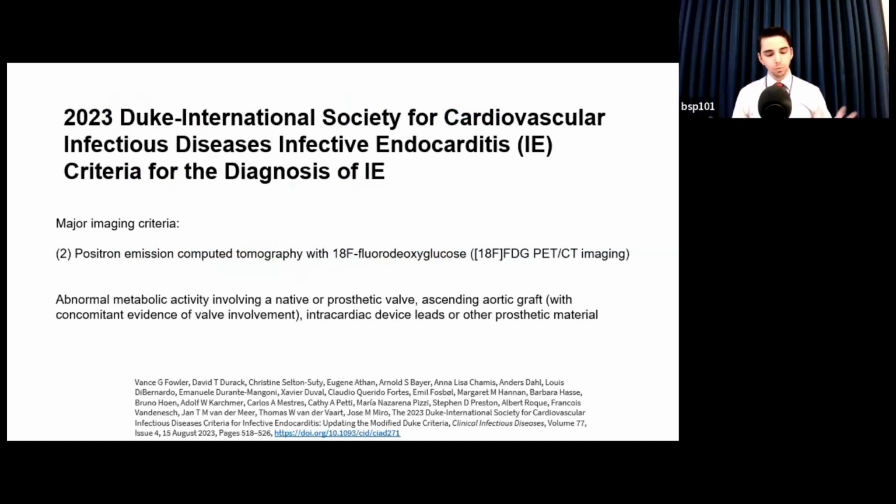Okay. And this is also important. The new Duke guidelines include PET activity in a valve or any prosthetic material as a major imaging criteria in endocarditis in the 2023 updated guidelines. And so it's being used in many places. It's entering into guidelines, which hopefully we'll see it enter into approval and insurance coverage.